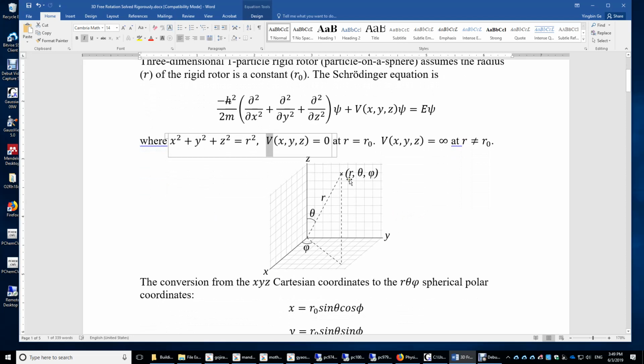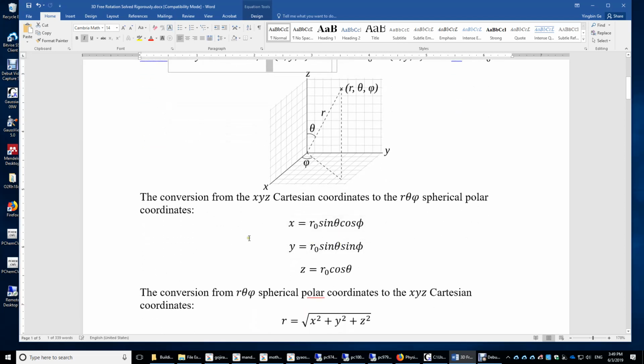Over here, it shows you the position of the particle. It can be expressed by x, y, z, or r, theta, and phi. r is the distance between the particle and the center of the coordinates. Theta is the angle between the z-axis and the vector r. This phi is the angle between the x-axis and the projection of this r onto the xy plane.